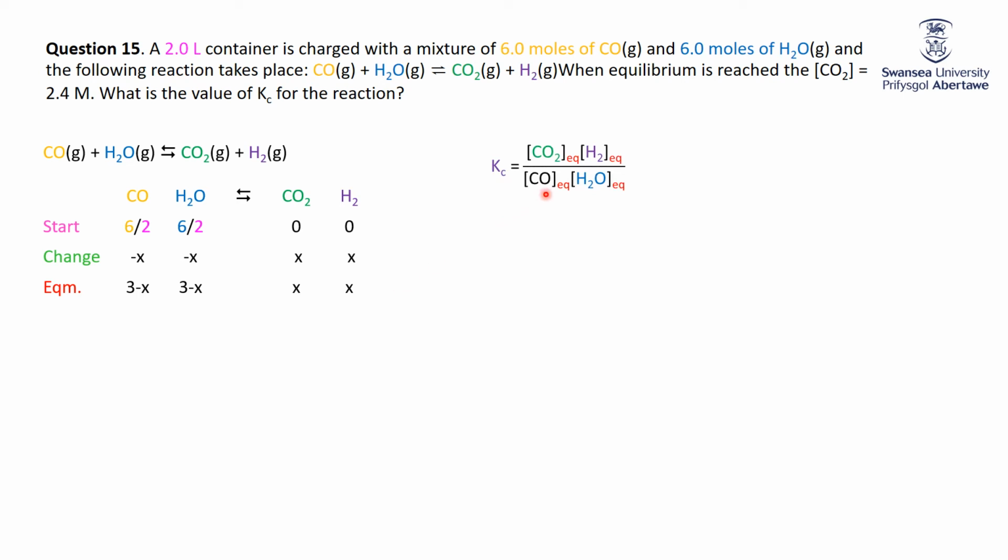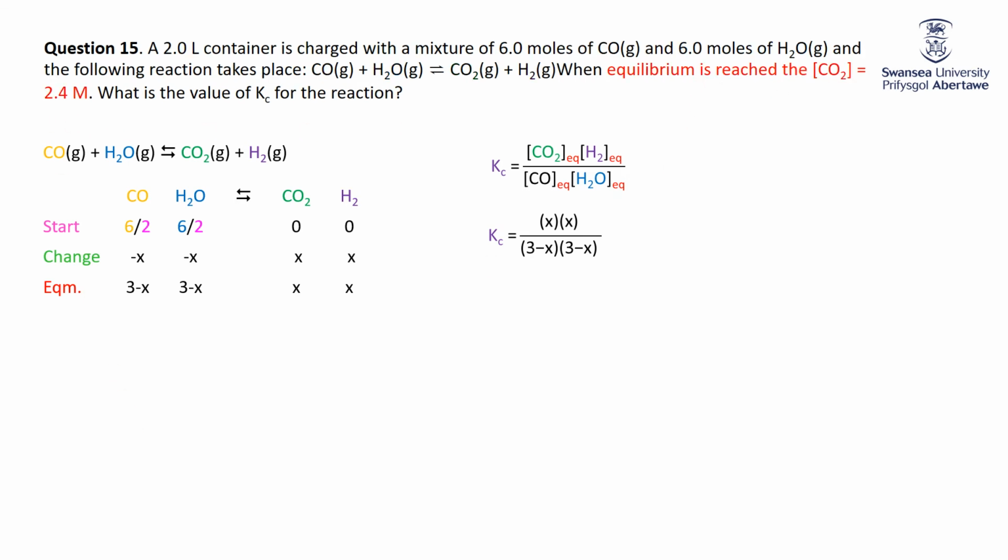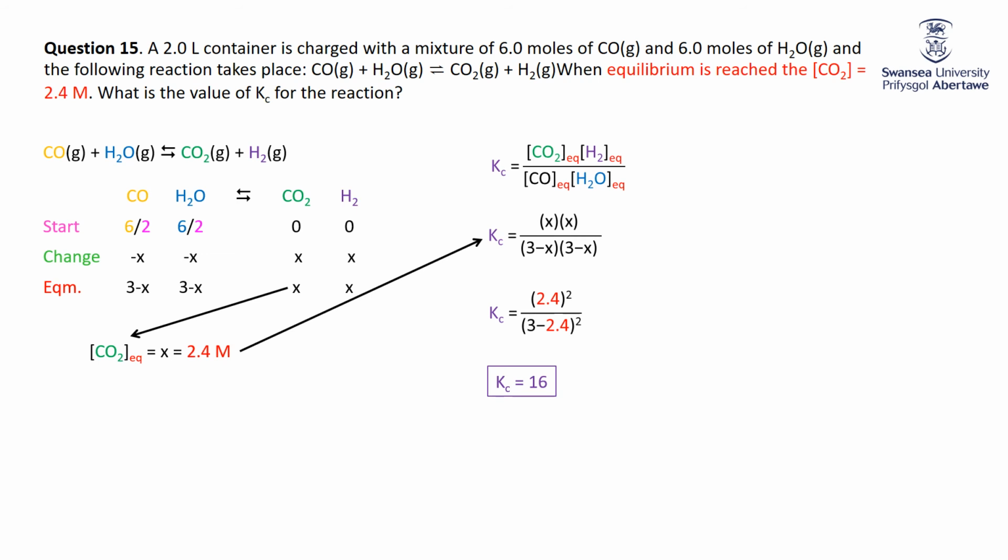Here's our Kc expression. We're asked for Kc, which means somehow we know all these values, which means we know X. How do we know X? Well, we're told that at equilibrium, the CO2 is 2.4. So in other words, X equals 2.4. So pop all that in. We get Kc is 2.4 times 2.4, over 3 minus 2.4 times 3 minus 2.4. So simplifying it, lots and lots of squareds. Plug it in our calculator and we get Kc is 16.